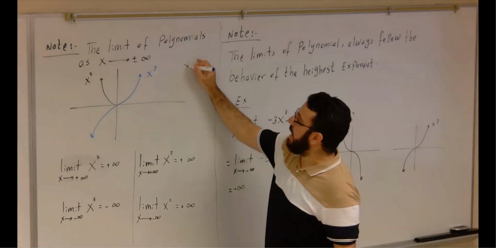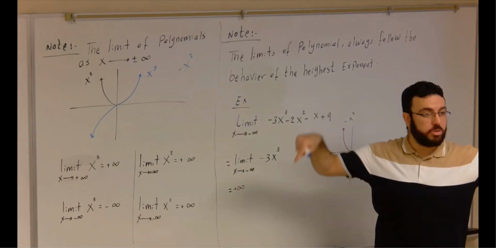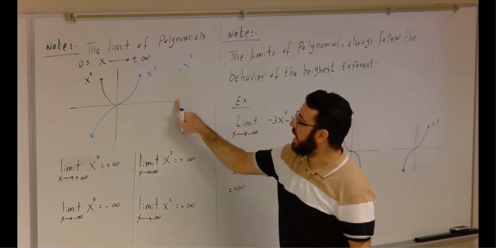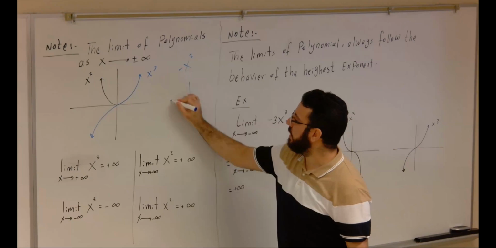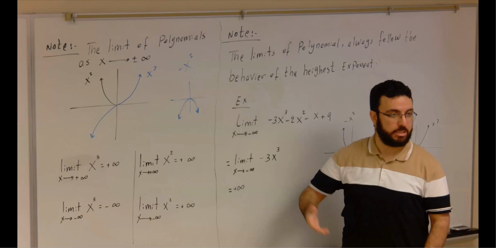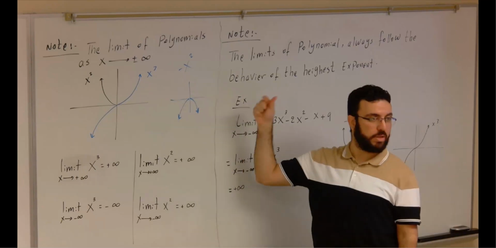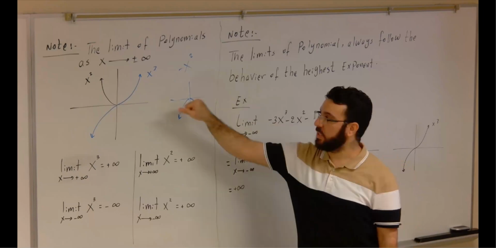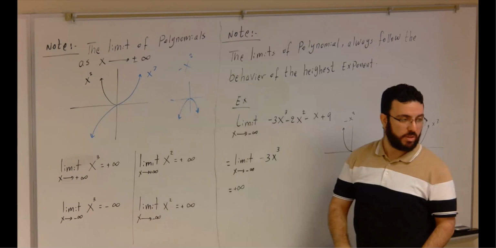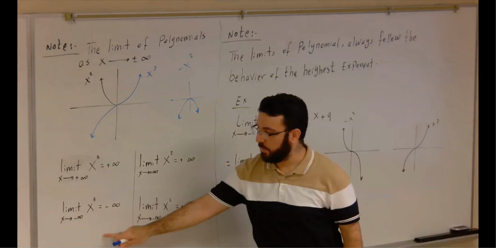What about if we have negative x squared? Both are going to go down. Okay? So when it's negative x squared, our graph is going to be like this, because it's reflected over the x-axis. So the limit when x goes to positive infinity is going down, and the limit when going to negative infinity is also going down, which is negative infinity. You got it? So here are also important rules. We're going to use them.